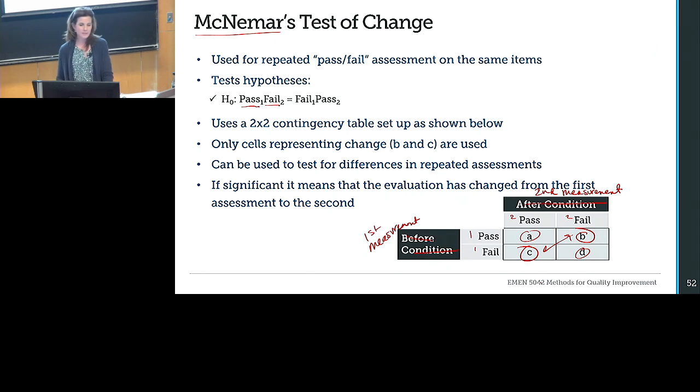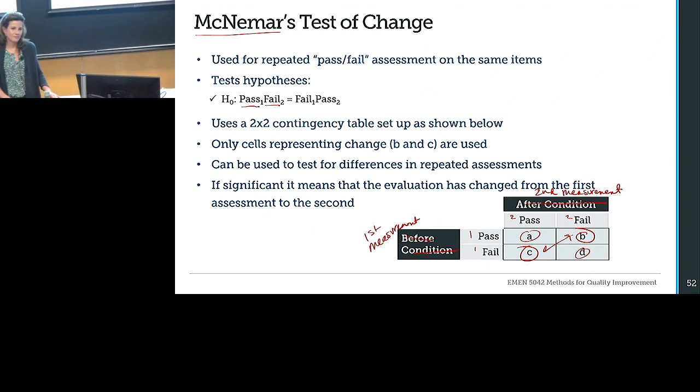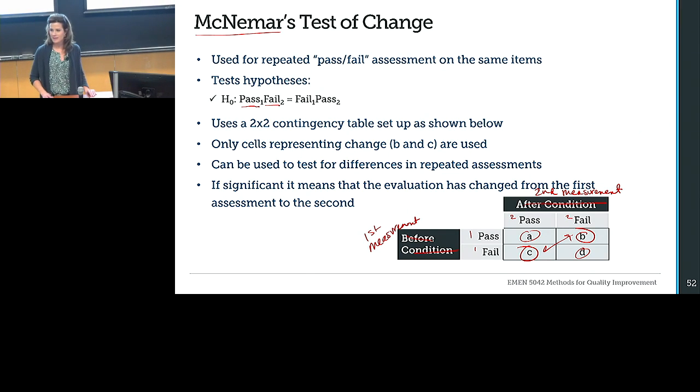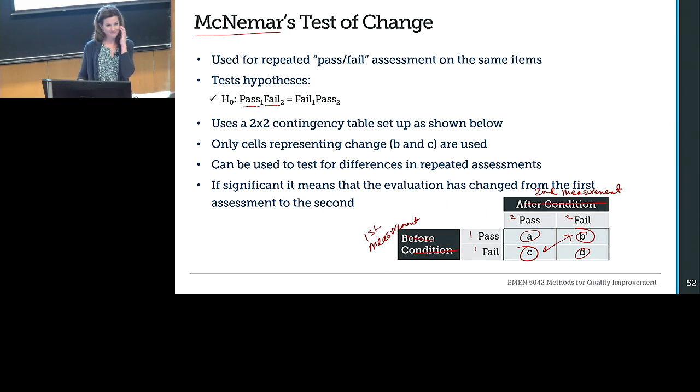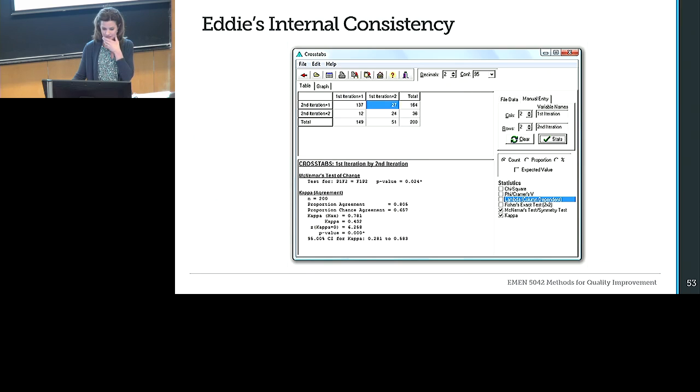You know, let's say I only changed my mind on maybe one or two items. Based on the number of items I assessed, I might expect a certain amount to be in those cells. But we're seeing, okay, did it change too much from one time to the next? And if it did, if it's significant, then guess what? Something ain't right.